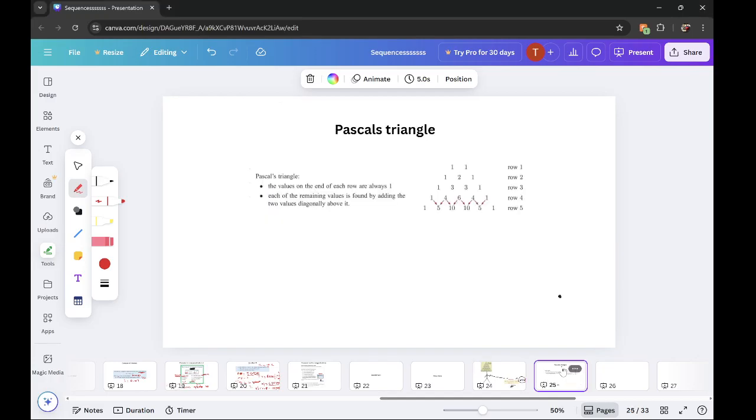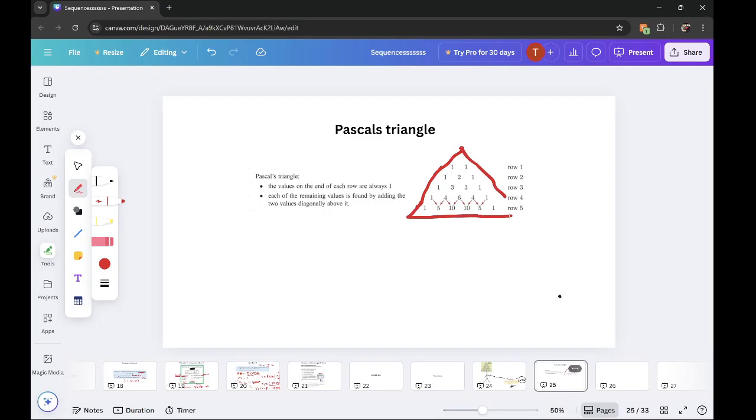So, Pascal's Triangle. This guy's great. Pascal is great. I know him personally. But that's not what I'm here to talk about. Pascal's Triangle. The values on the end of each row are always 1. So these values right here are always going to be 1. You see over here that this is a triangle, hence the name. Pascal was the guy who invented this and discovered this triangular formation. I'm going to write it down for you and hopefully you understand it.